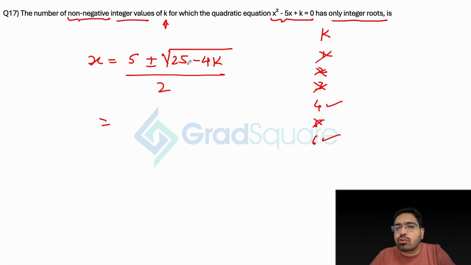So if you put 4 over here, it will give me a 9. 5 plus minus of 3 divided by 2 is what you are looking at. So 5 plus 3, 8 divided by 2 will give me 4. 5 minus 3 divided by 2 will give me 1. So this will have integral roots. So this is an acceptable value.